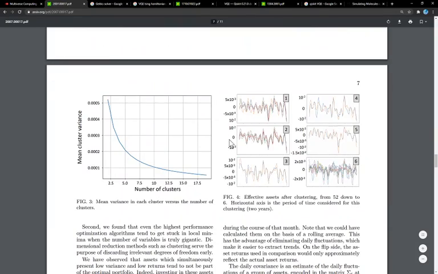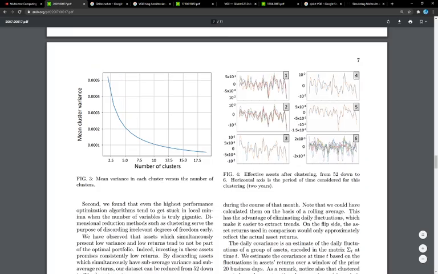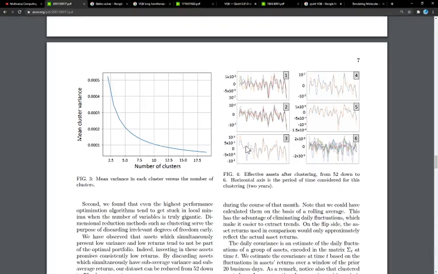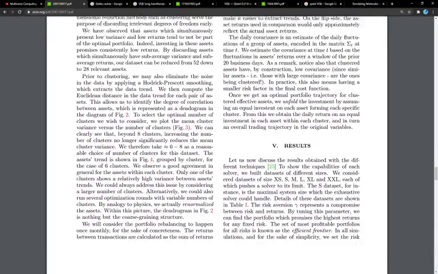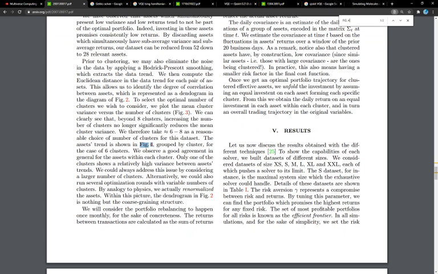They even fit assets after clustering from 50 down to 6. The horizontal axis is the period of time considered for this clustering, 2 years. So what did they use the clustering for, though? Was it for VQE, or was it like... The assets trend is shown here, grouped by cluster.